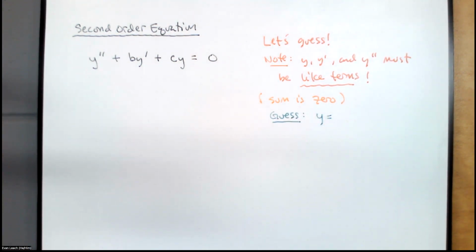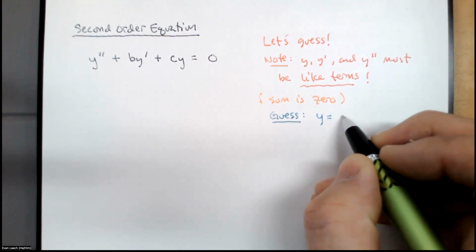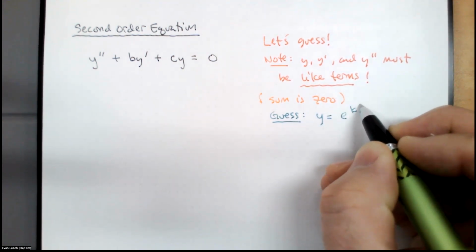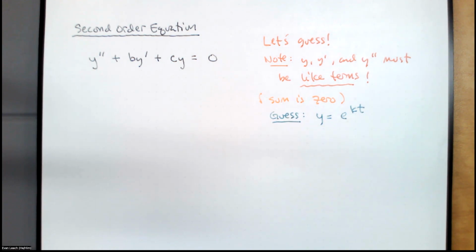We need a function whose derivative can be added to the function. So we're going to guess that it's got to be some kind of e to the kt. Because derivative of e to the kt is k e to the kt. I can add those up. And the second derivative is k squared e to the kt. I can add those up. So that's our initial guess.